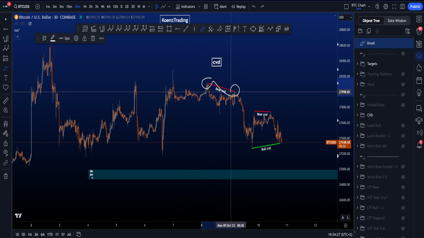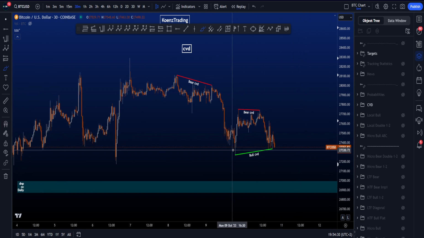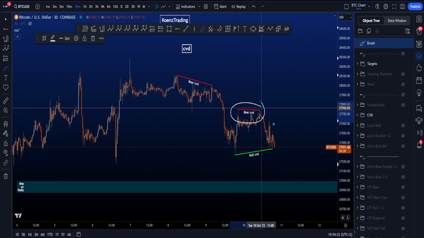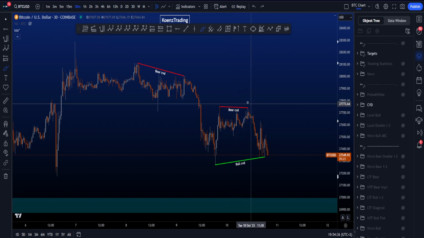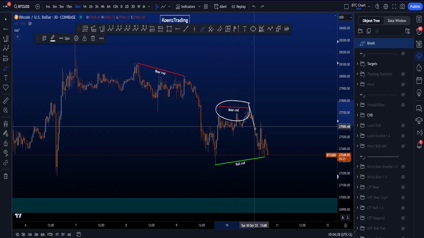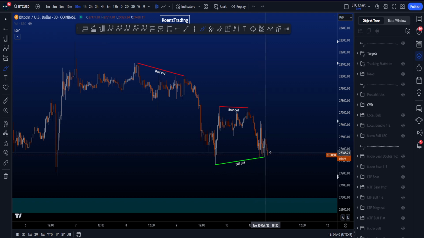With this high and this high, we had bearish CVD. Over here, we have a bounce to the upside, but we have more bearish CVD divergences. We also had a little bullish one, by the way, which played out. But the bearish CVD divergences eventually played out as well, pushing price down.